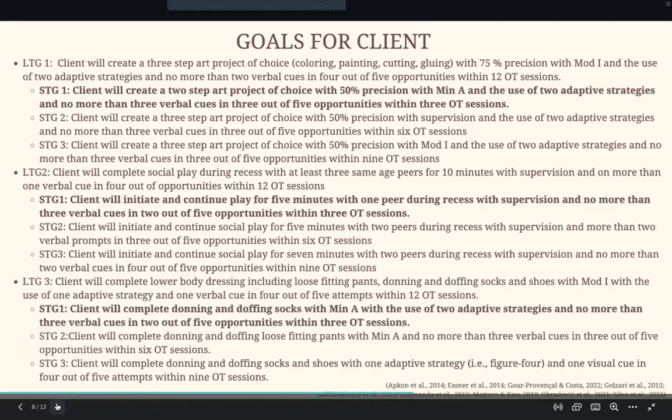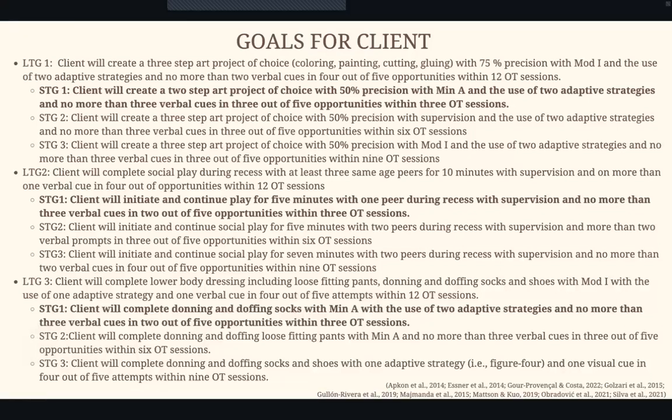As for goals for Rebel, within long-term goal 1, we are addressing constructive play, and we are addressing short-term goal 1 within the intervention, which is client will create two-step art project of choice with 50% precision with min A and the use of 2 adaptive strategies and no more than 3 verbal cues in 3 out of 5 opportunities within 3 OT sessions.